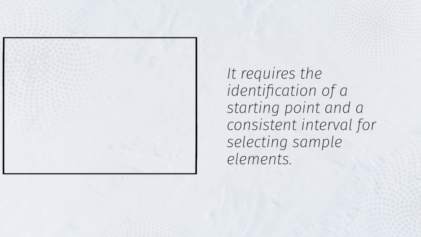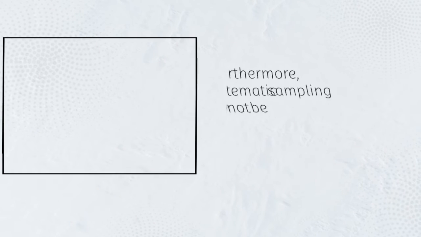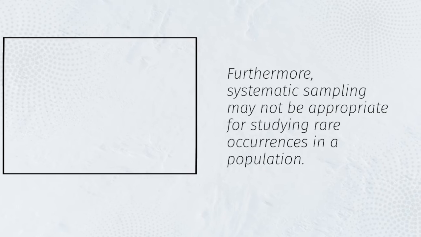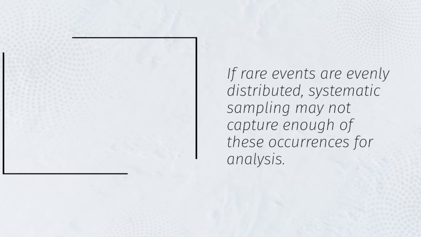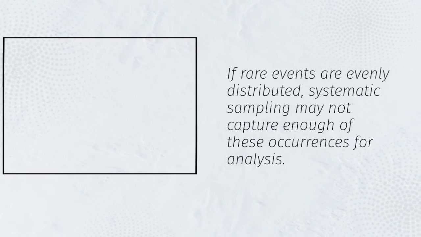It requires the identification of a starting point and a consistent interval for selecting sample elements. Furthermore, systematic sampling may not be appropriate for studying rare occurrences in a population. If rare events are evenly distributed, systematic sampling may not capture enough of these occurrences for analysis.